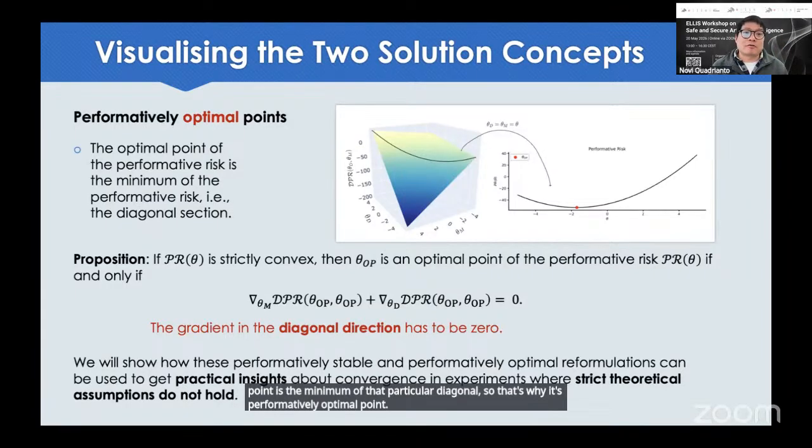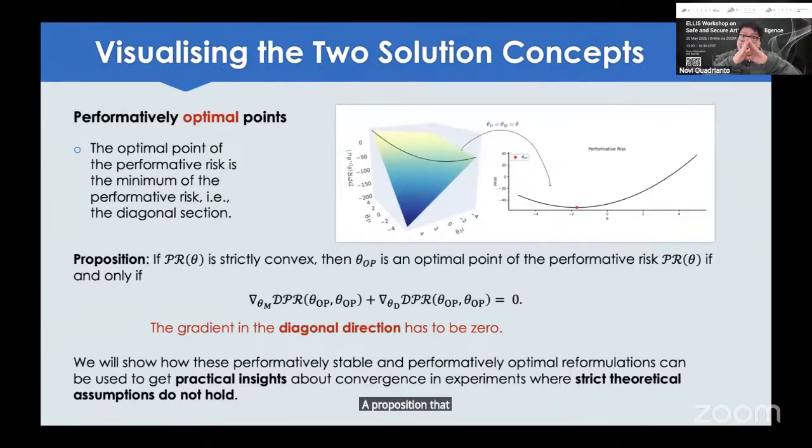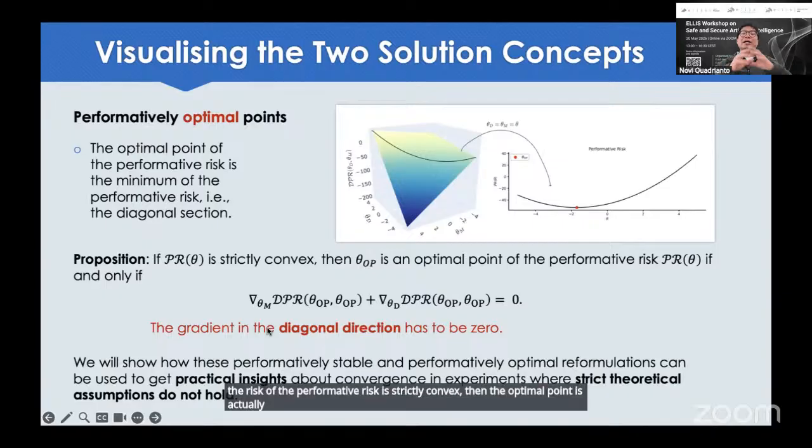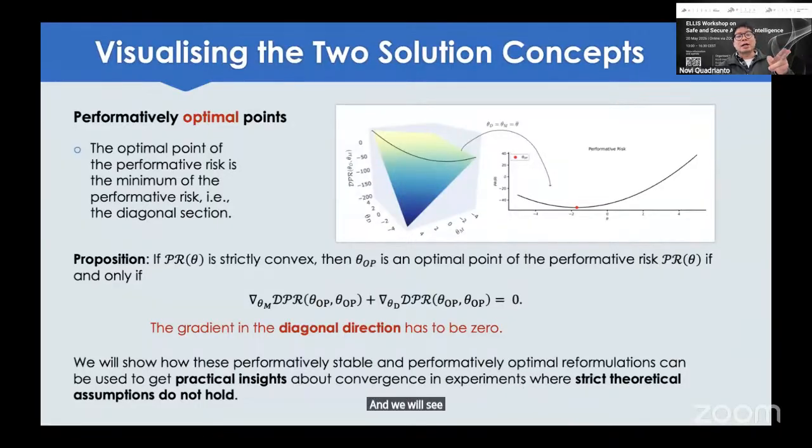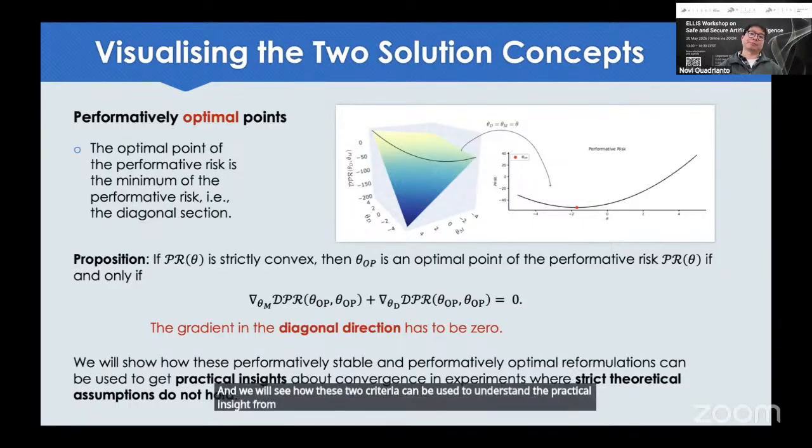And from that visualization, we can also see a proposition that if the performative risk is strictly convex, then the optimal point is where the gradient in the diagonal direction is 0. And we will see how these two criteria can be used to understand the practical insight from our experiment.